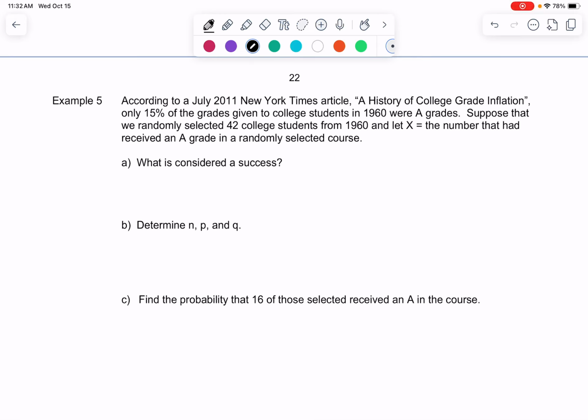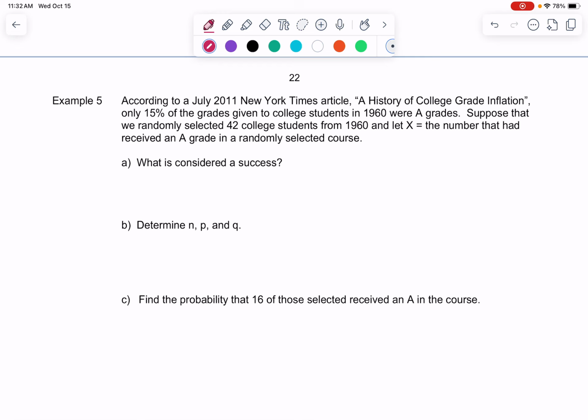Okay, so example 5 in section 5.5, a little bit more binomial distribution. An article about the college grade inflation said that only 15% of students in 1960 got an A. So if you read the article, they kind of argue more people are getting A's now. But let's pretend we're looking at a class in 1960. There's 42 students, so that's my 42 trials. And we want to find the number who had an A.